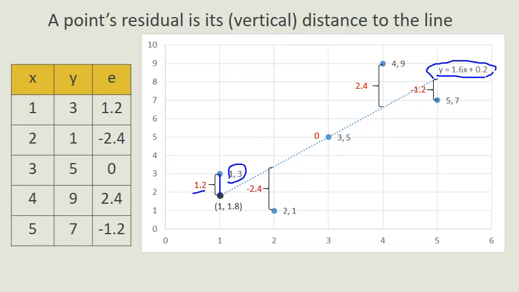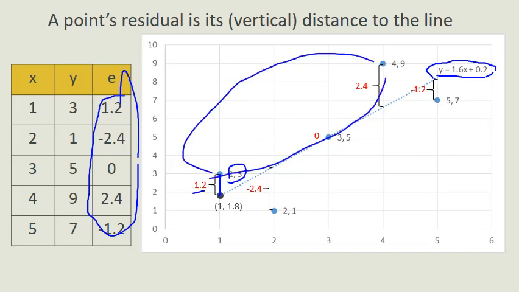If we look at the residuals, then we see that they all add up to 0. And that makes good sense since the line should go through the middle of the data set. So some points should be above the line and some points should be below it.